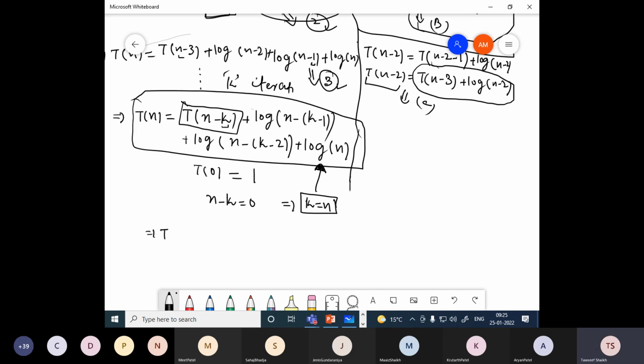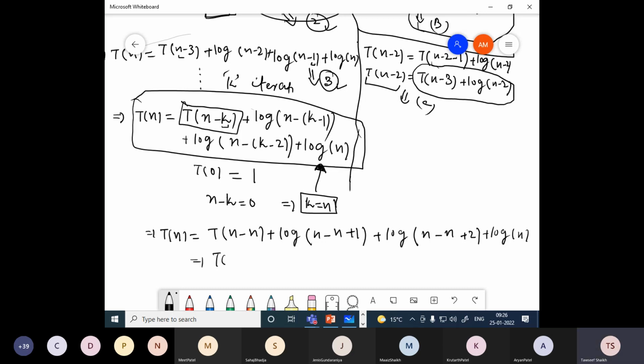We get T of n is equal to T of n minus, in place of k, it will be again n, plus log of this n minus, in place of k, it will be again minus n, and we will multiply that n by this minus. And this minus will get multiplied by this 1, it will become plus 1. Plus log of, again this term, it will be n minus, inside the brackets there is k, it will be multiplied by minus, it will become minus k, and k is equal to n, then it will become plus 2. And then this will go up to log of n.